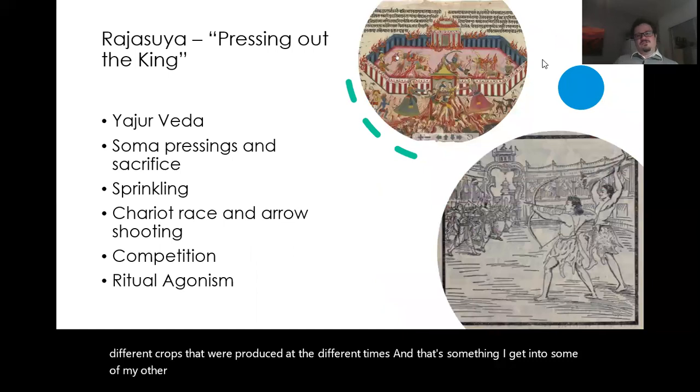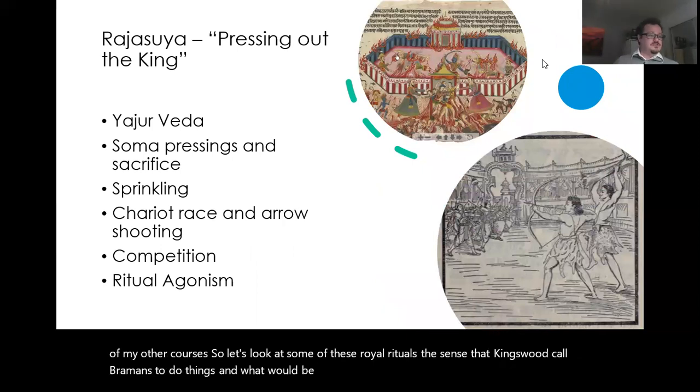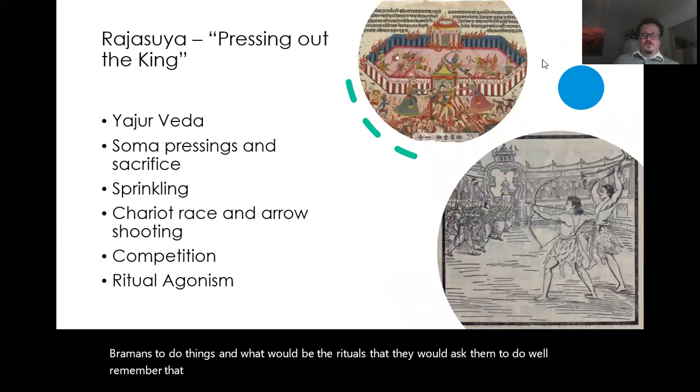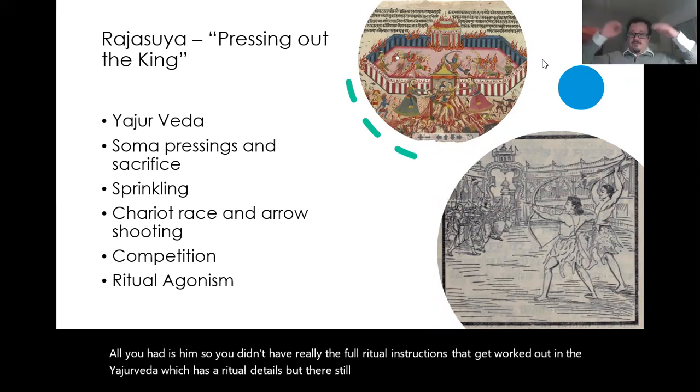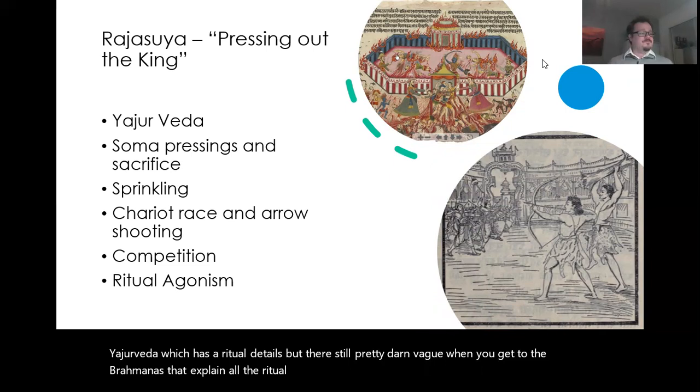So let's look at some of these royal rituals, the sense that kings would call Brahmins to do things, and what would be the rituals that they would ask them to do. Well, remember that with the Rig Veda, all you had is hymns. You didn't have really the full ritual instructions that get worked out in the Yajurveda, which has ritual details, but they're still pretty darn vague. When you get to the Brahmanas that explain all the ritual details, now you can have a full ritual system.